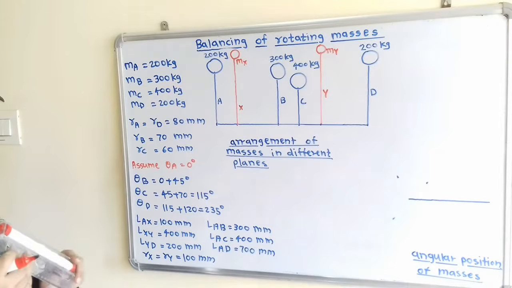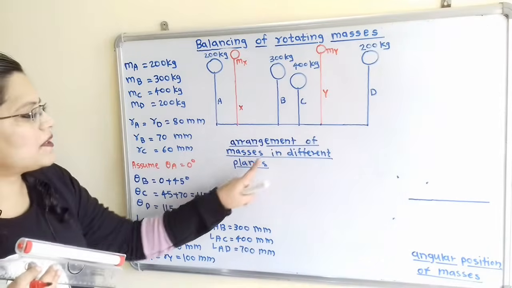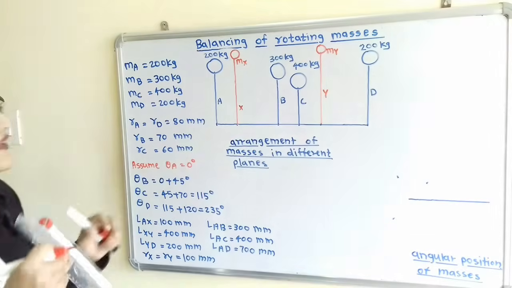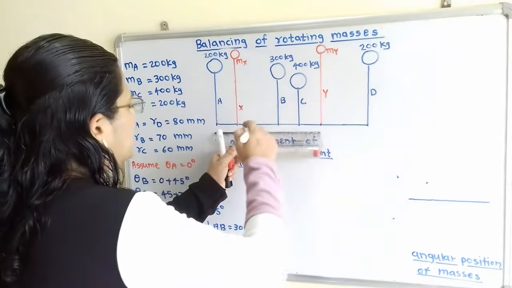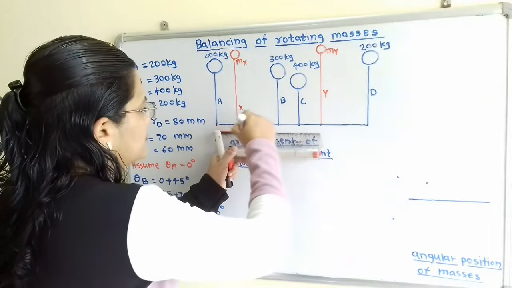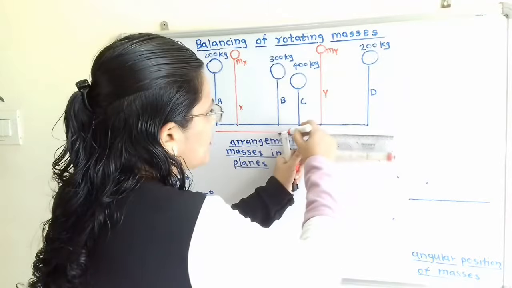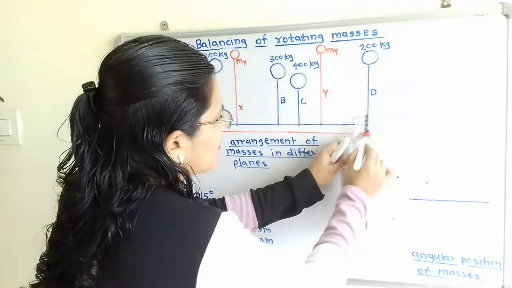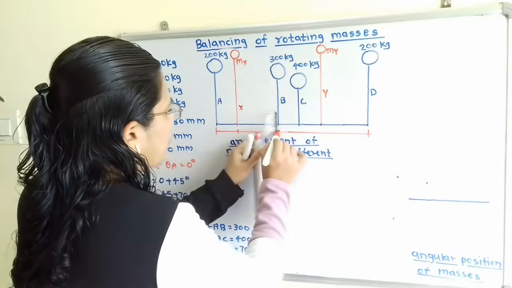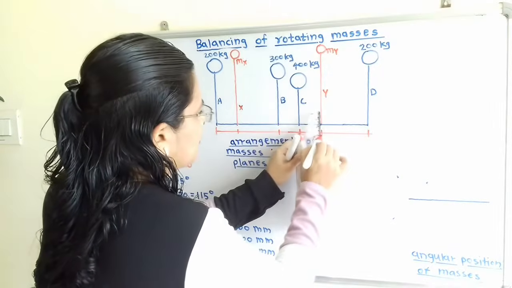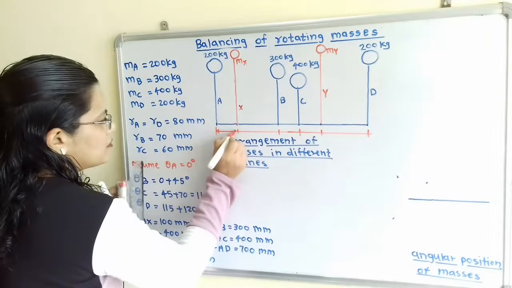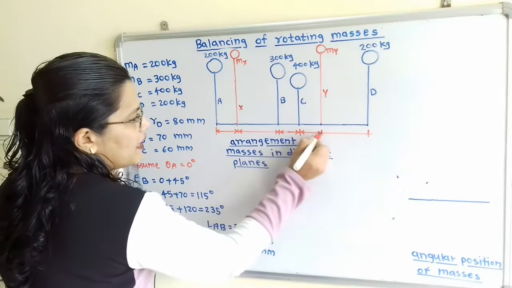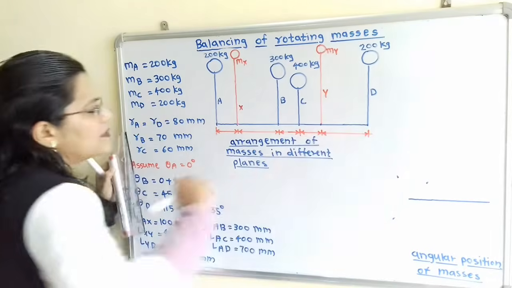Now we will move to the next diagram. So this is the arrangement of masses in different planes. On this horizontal line we can mention the distance. So I will just draw here the horizontal line, and we will mention the distance. We have to make here the partition. This partition is important. The standard unit is the meter, so remember, we have to mention this distance in meter only.